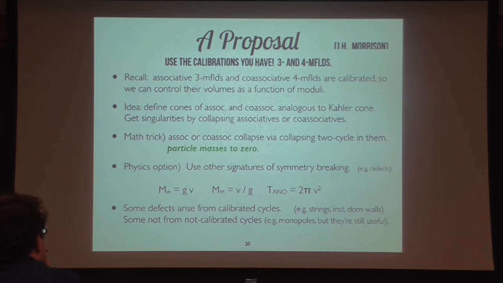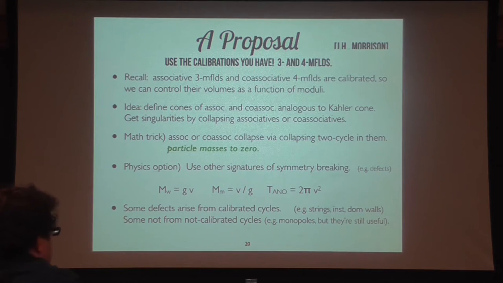So the proposal that Dave and I put forth was to use the calibrations that you have, which is 3-manifolds and 4-manifolds, which worked in our last example. So the associative 3-manifolds and co-associative 4-manifolds are calibrated so you can control their volumes as a function of moduli. And in particular, we define cones of associatives and co-associatives that are analogous to the Kähler cone. And the idea is to get singularities by collapsing on those calibrations.